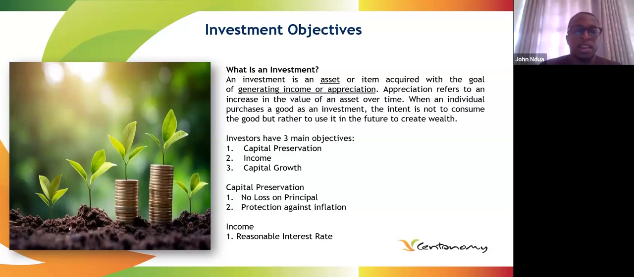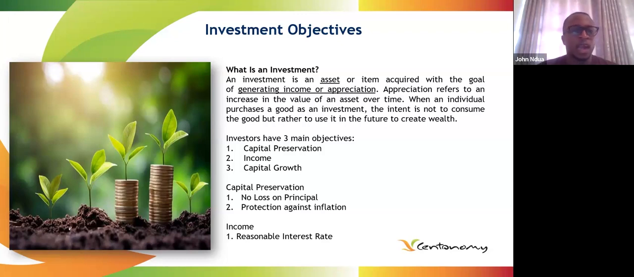Scenario 2, let's say you want to retire in 10 years and you want to invest in something that will be able to pay for your monthly expenses. The objective in that kind of investment should be income. This investment should actually be generating some form of income to cater for your monthly expenses.